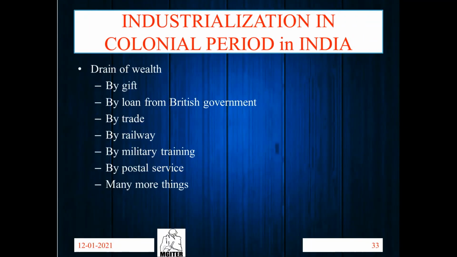Industrialization in the colonial period involved a drain of wealth, meaning wealth moving from India to Britain. Wealth means money. By gifts, by loans, by trade, by railways, by military training, by postal service, and many more things, Indian money was transferred from India to Britain without anyone noticing.